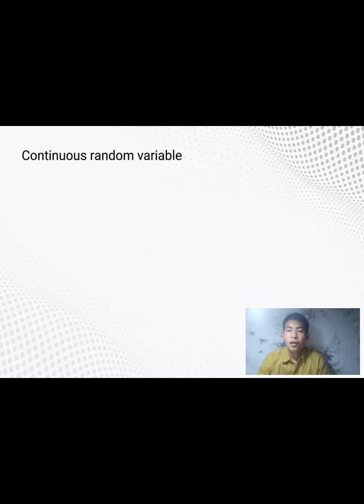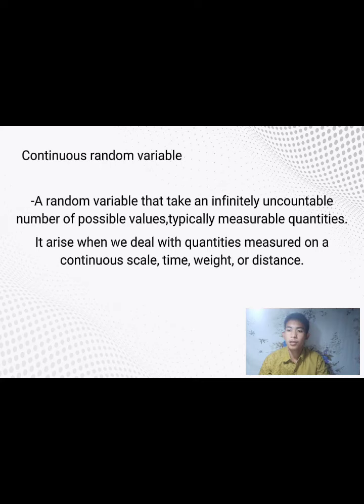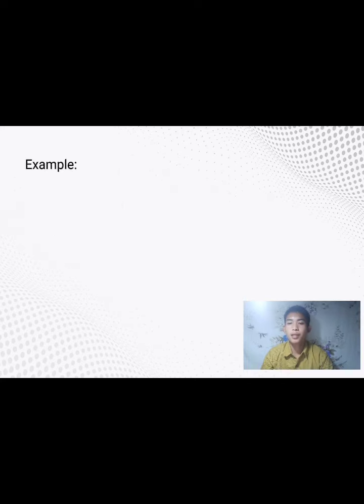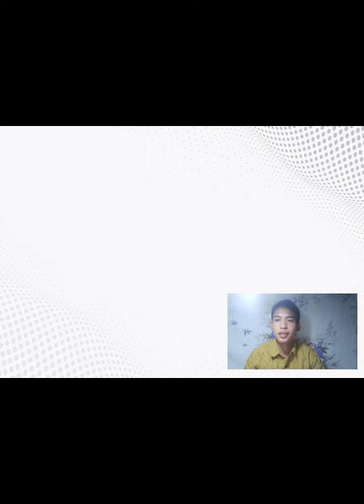And now, we will be discussing the continuous random variable. A random variable that takes an uncountably infinite number of possible values, typically measurable quantities, and arises when we deal with quantities measured on a continuous scale: time, weight, or distance. For example, the time a person can hold his or her breath, the height or weight of a person, the body temperature. This time, we will be talking about probability distribution.